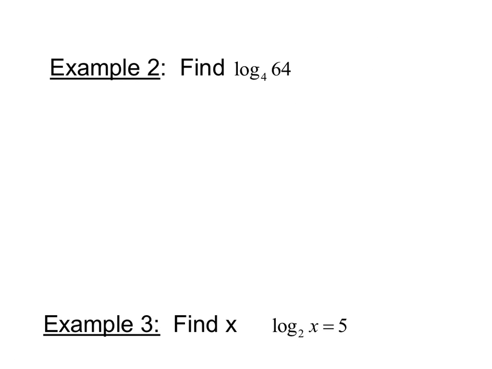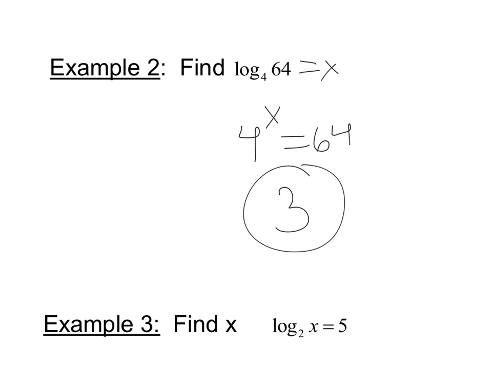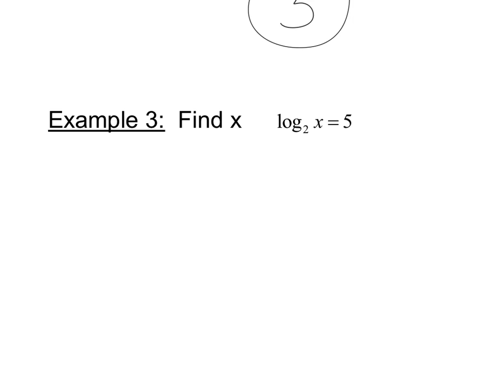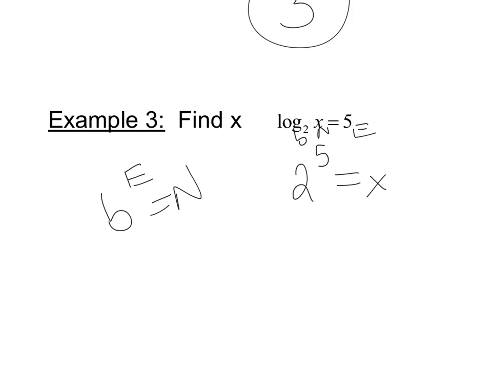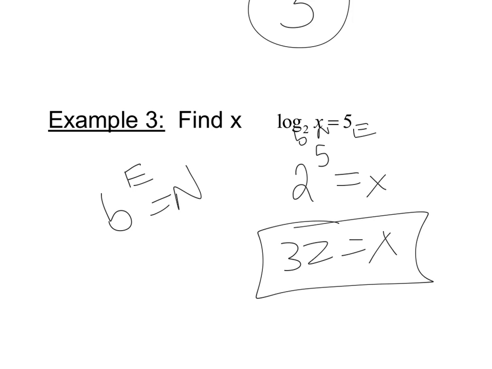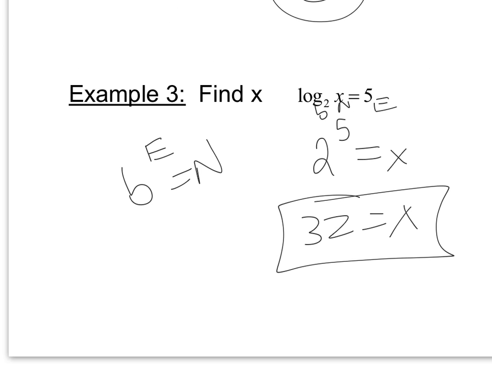Okay? So this is asking you 4 to what power equals 64? 3. Now this one, you get 2 to the 5th equals x, because again, B, N, E. Change it to Ben. Goes from log of Benny to Ben. So you get x equals 32. Okay? So again, to solve these, you change from the log of Benny to Ben.